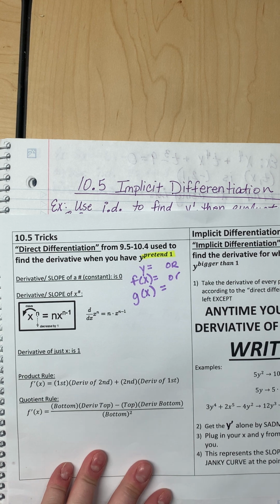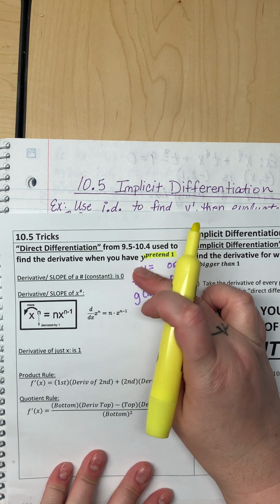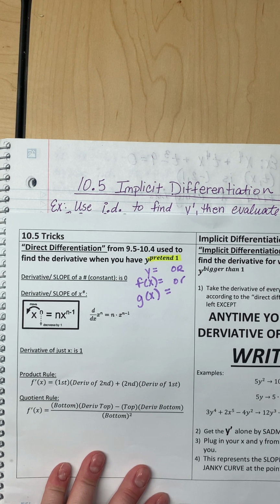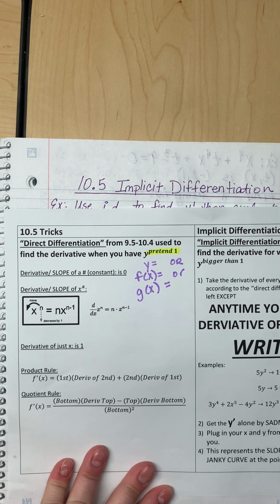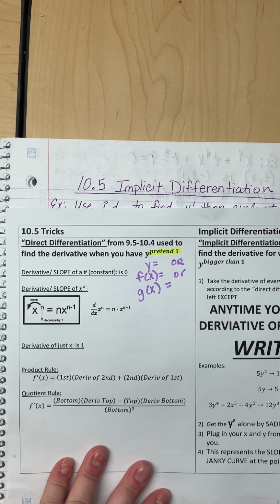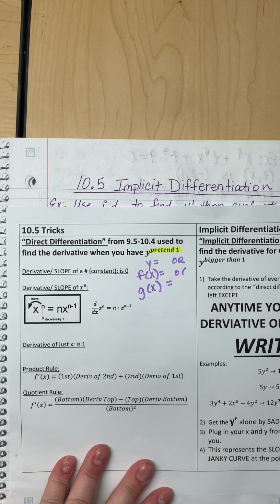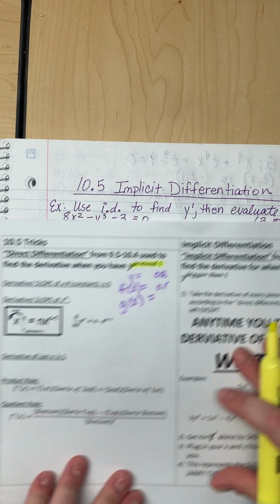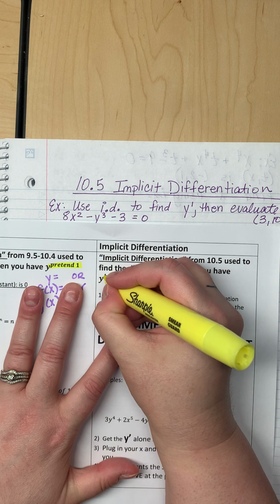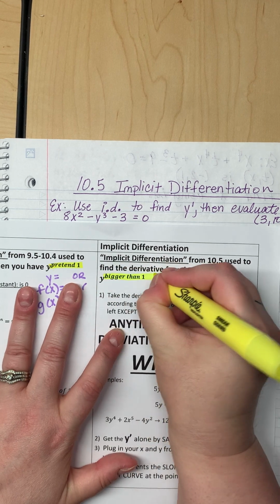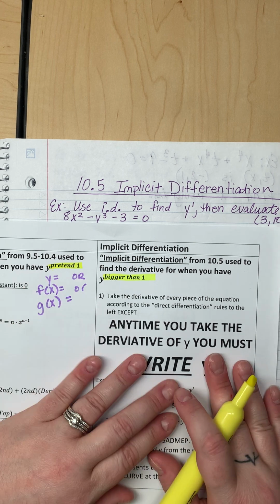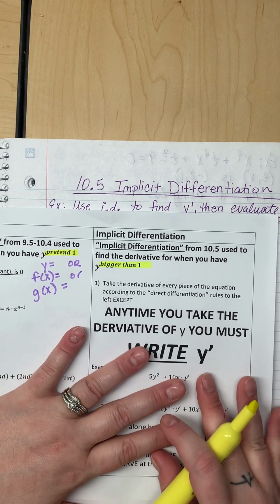But if we ever have something with y and a different power, we have to use implicit differentiation, which takes into account the fact that we're taking the derivative of x and the letter y. So implicit differentiation happens when we have y with an exponent bigger than 1. Let's look at how this goes down.